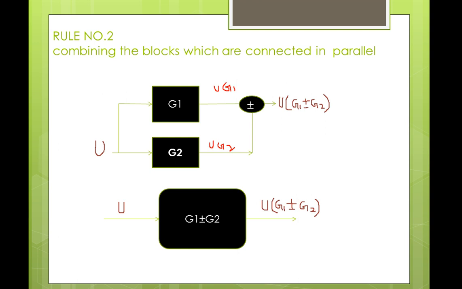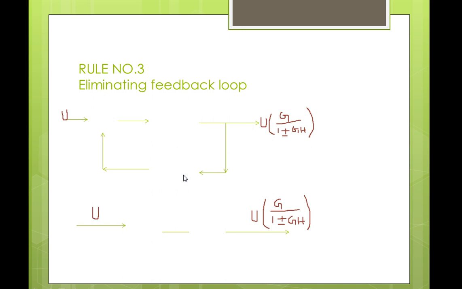So whenever we are combining the blocks that are connected in parallel, in that case we are representing them with a single block, but this block gain is equal to the addition or multiplication of the individual blocks. And here comes rule number 3.